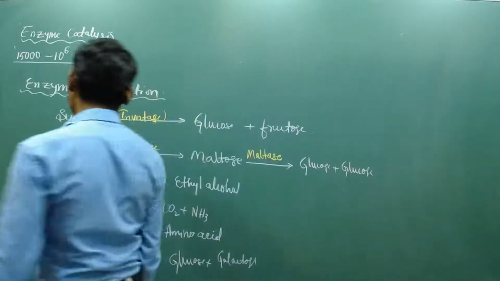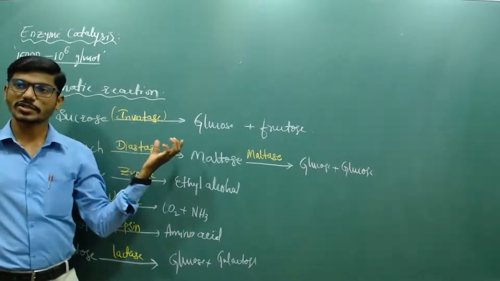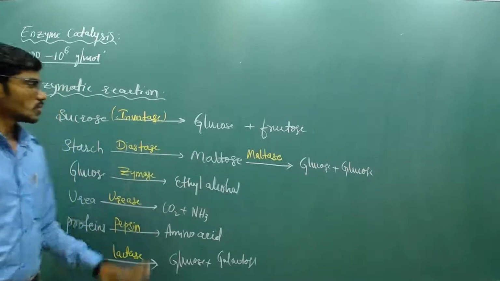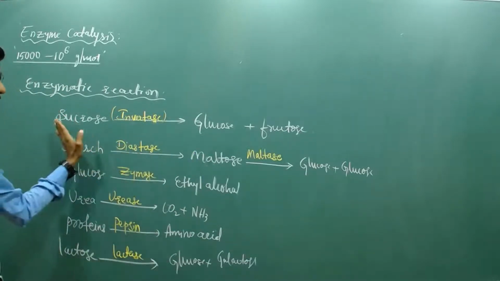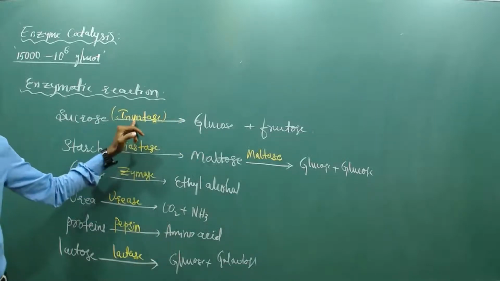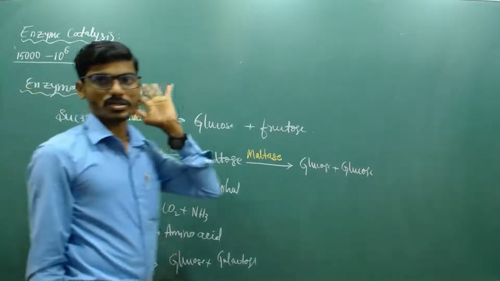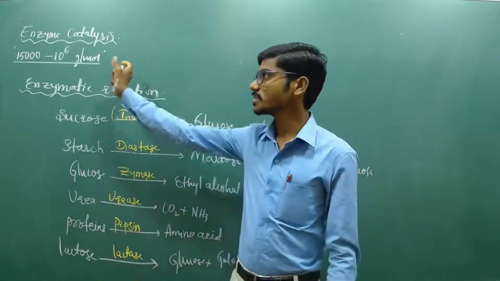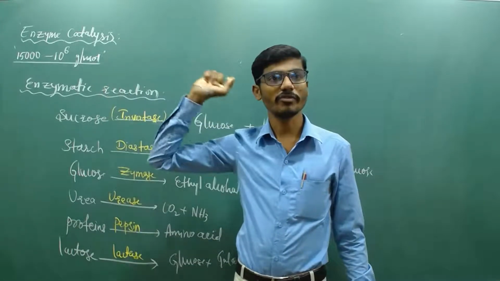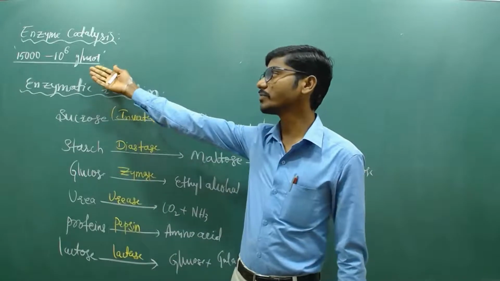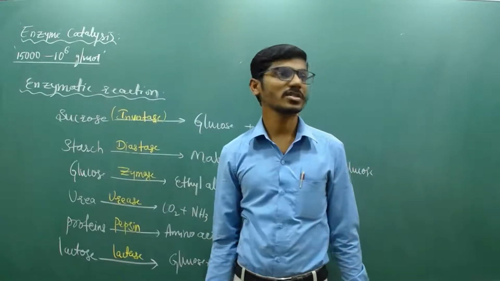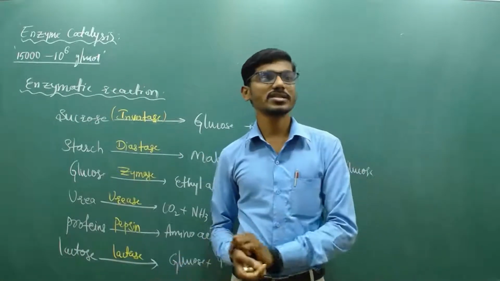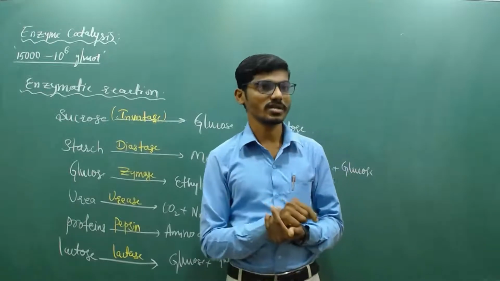These reactions can take place only in the presence of a specific or particular enzyme. Other than these, no other enzyme can catalyze these reactions. Only specific enzymes can catalyze particular reactions. So enzymes are chemically proteins with very high molar mass, approximately 15,000 to 10 to the power 6 grams per mole, which are produced in the living system and catalyze biochemical reactions within living organisms.